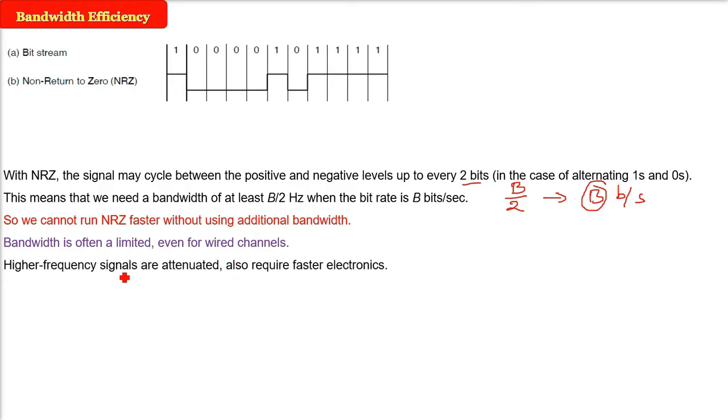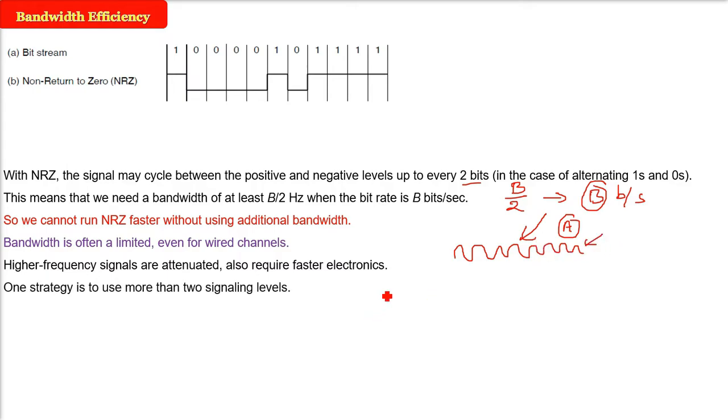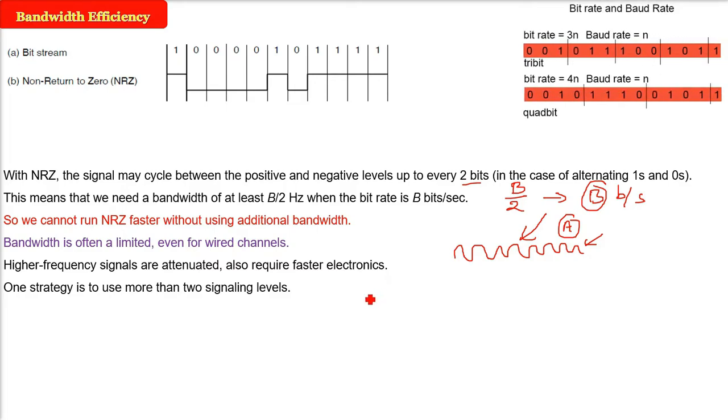If you want to send the high frequency signal, what will happen? High frequency signals are susceptible to attenuation or loss. And we would even require faster electronics for sending the high frequency signals. So there are certain scenarios to be thought about here also. So what is the strategy? The strategy is we can use more than 2 signaling levels. This we can do.